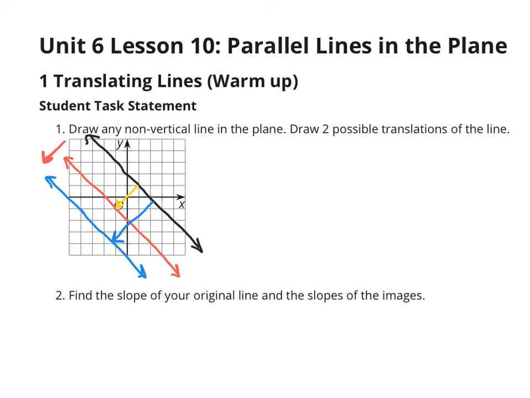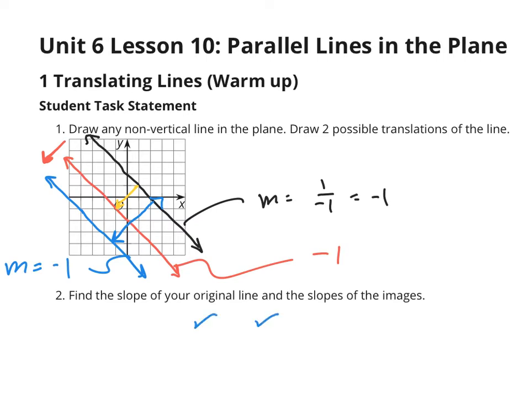Find the slope of your original line and the slopes of the images. The slope of this one is, I did a 1/1, so a rise of 1, a run of -1. I went up 1 and left 1, so a slope of -1. The red one is also a slope of -1, and the blue one is also a slope of -1. Just doing rise over run, right? Okay, check. Did all of those.